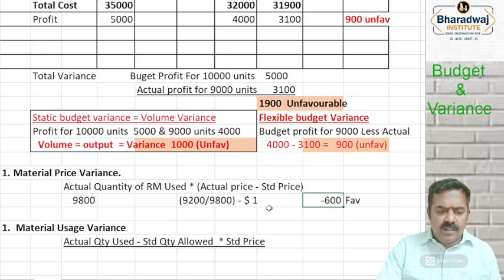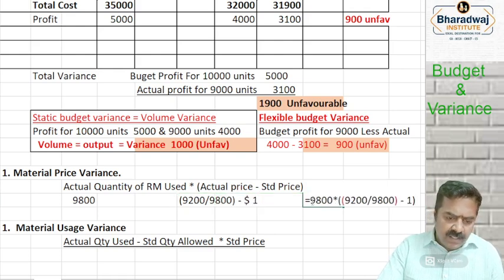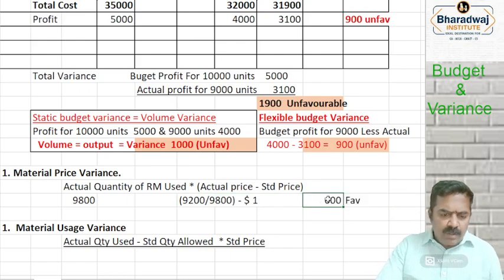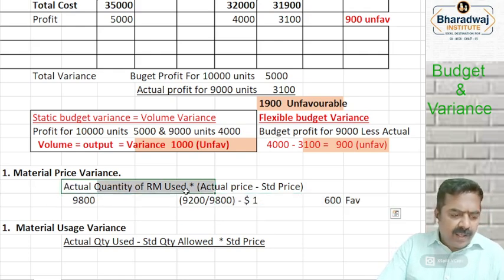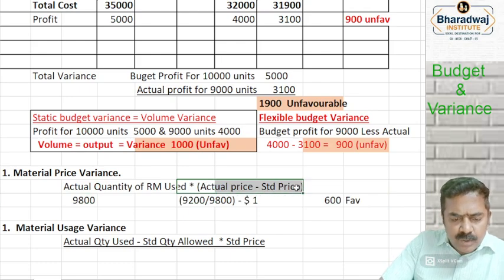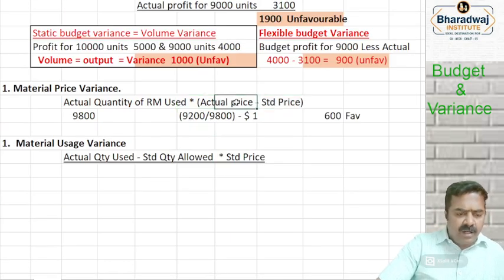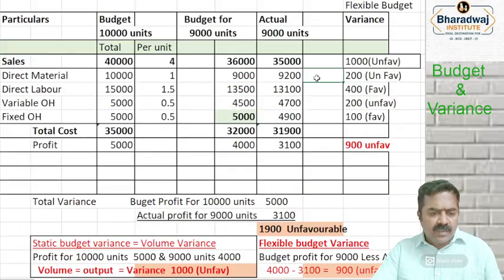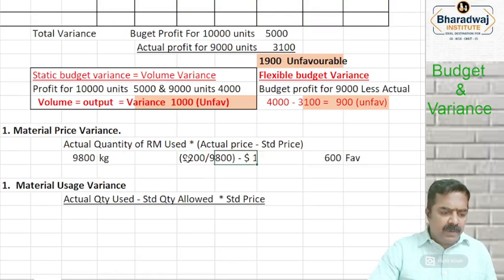$600. It is favorable. Why is it favorable? Actual price is less than the standard price. Any doubt in it? Actual quantity of raw material used, actual price minus standard price. What is the actual price of the raw material, or you can say actual cost? 9,200 is for 9,800 kilogram, minus standard price 1. We spent less than allowed, so it is favorable.